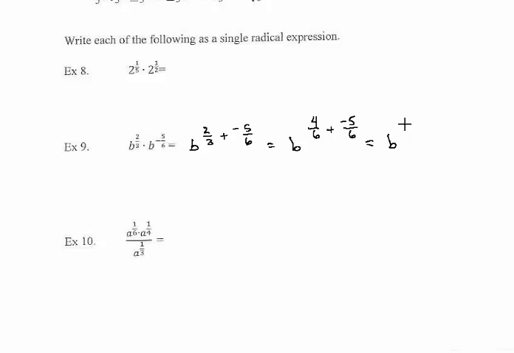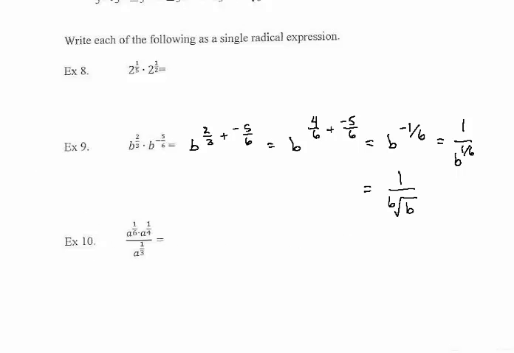Denominators are the same now, so we add 4 and -5 to get a -1. We keep the common denominator 6. If we wanted to get rid of that negative exponent, we would move the b to the denominator, and the exponent would become positive. And now we could write this as 1 over the 6th root of b. Okay.